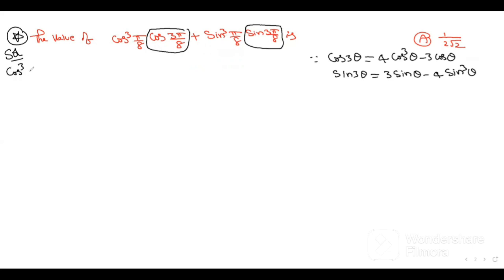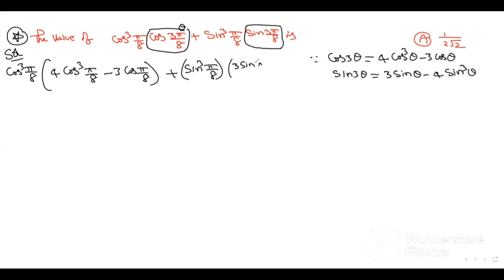Okay, now we should apply cos 3 theta as well as sin 3 theta here. Cos cube pi by 8, here theta value is pi by 8. Now we should apply the cos 3 theta formula: 4 cos cube theta, theta value here pi by 8, minus 3 cos pi by 8, plus sin cube pi by 8 into, so we have the sin 3 theta formula. What is the sin 3 theta? 3 sin pi by 8 minus 4 sin cube pi by 8.